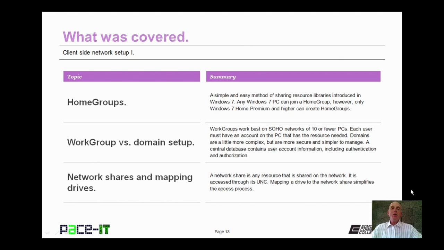Now that concludes this session on client-side network setup, part one. We discussed home groups. We discussed some of the differences between work group and a domain network setup. And we finished by talking about network shares and mapping drives.